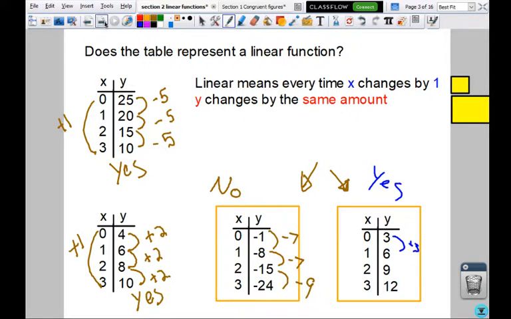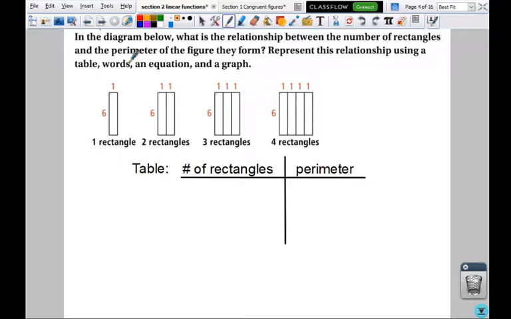So we are going to be looking at this figure right here. I guess it's a diagram, and I want to know what is the relationship between the number of rectangles and the perimeter that all these rectangles form. You guys remember what perimeter is, real quick? Inside? No, that's area. Perimeter is the outside. So we just add up all the outside parts.